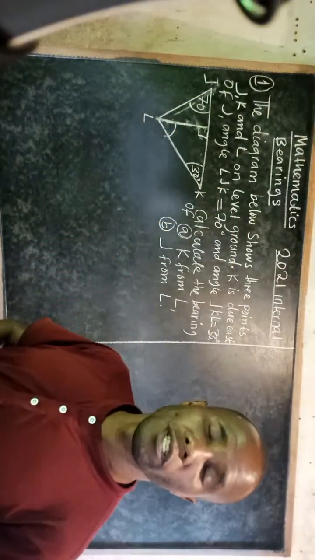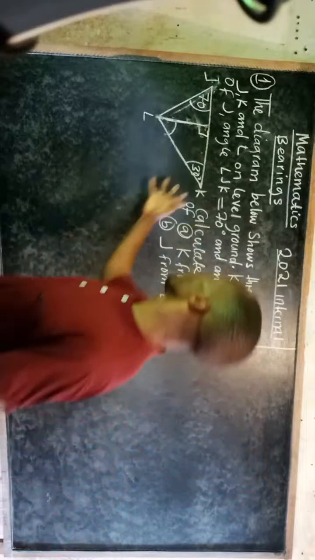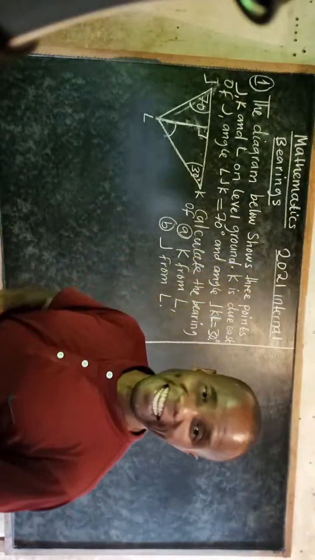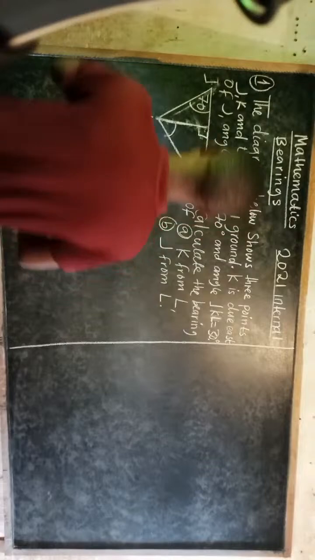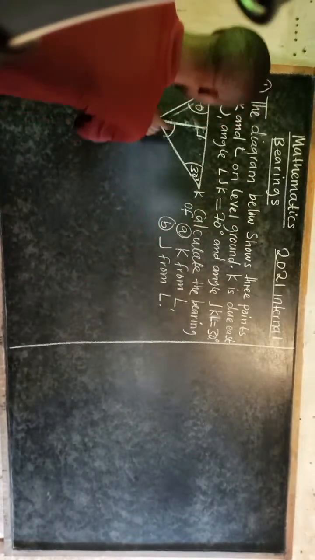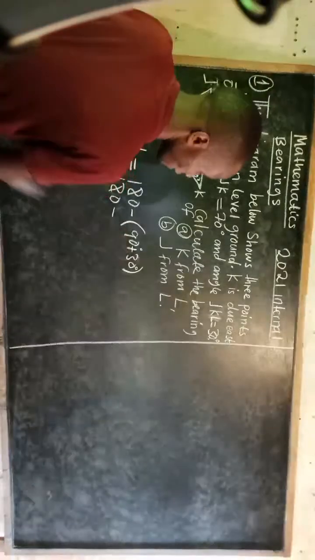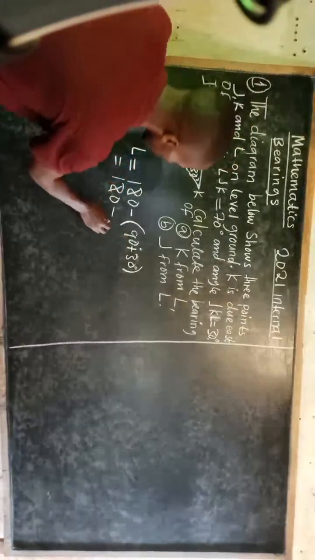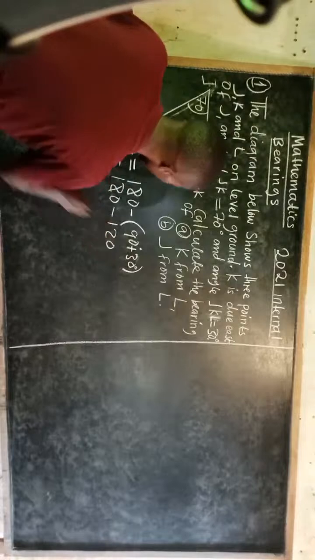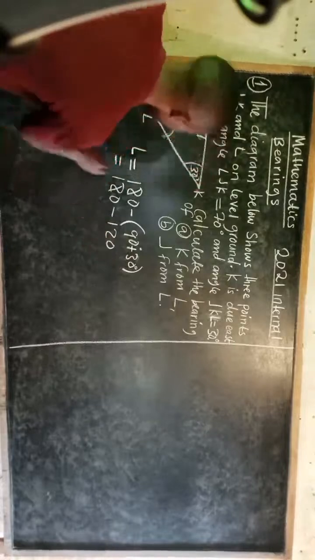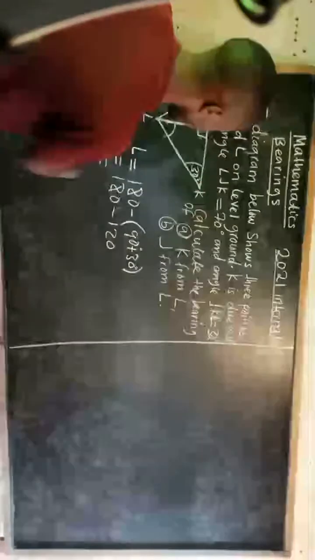Why? Because a triangle adds up to 180 degrees. So now, to find this angle, which is L, we say 90 plus 30 equals 120, okay? So we subtract: 180 minus 120, we are going to have 60. So this is our 60, that is the angle.